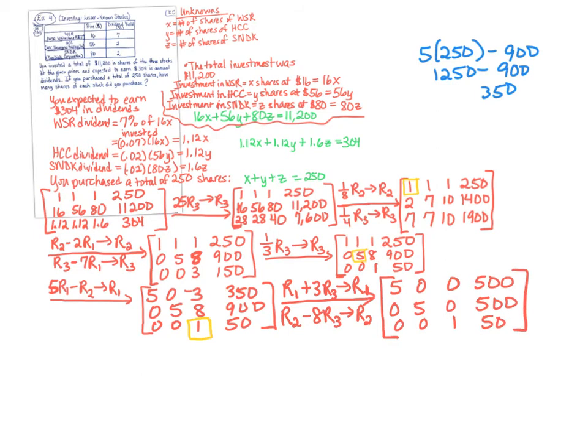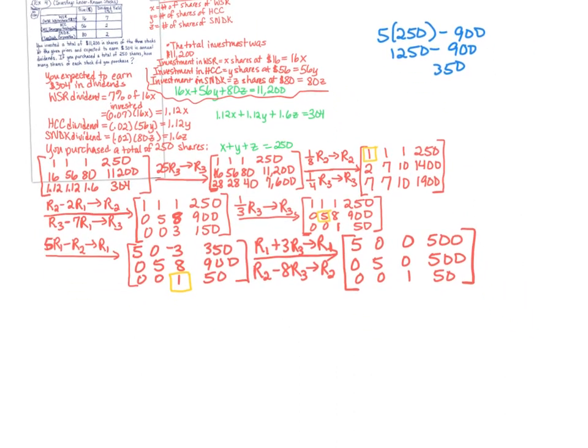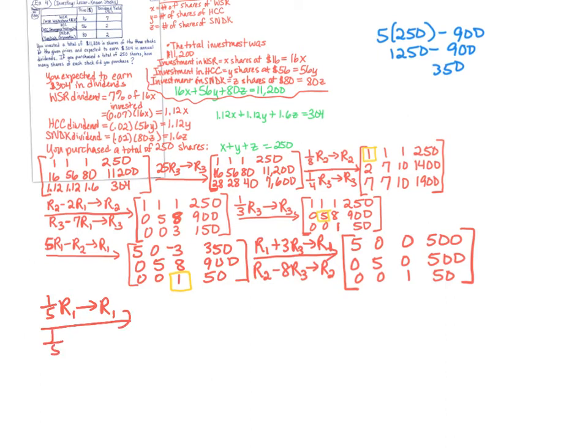And now what can you do to row 1 and row 2? Yes. So now we do 1/5 times row 1 to get a new row 1, and we do 1/5 times row 2 to get a new row 2. So that's going to give us 1, 0, 0, 100, 0, 1, 0, 100, 0, 0, 1, 50.